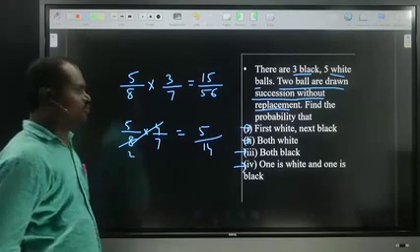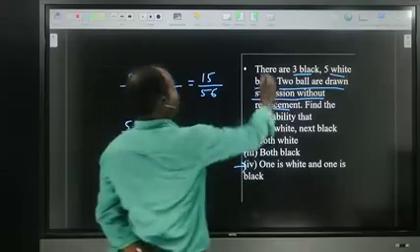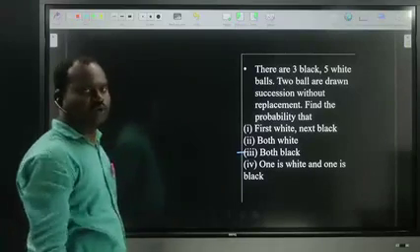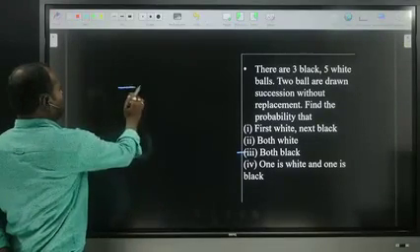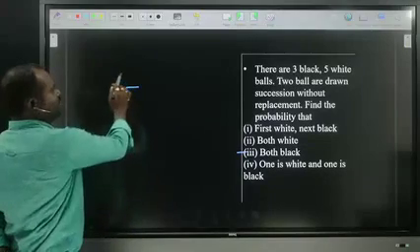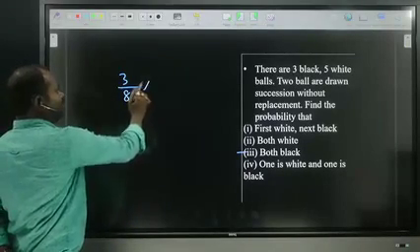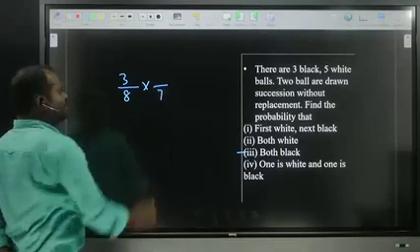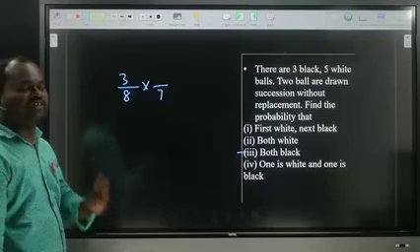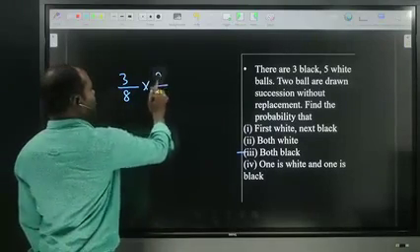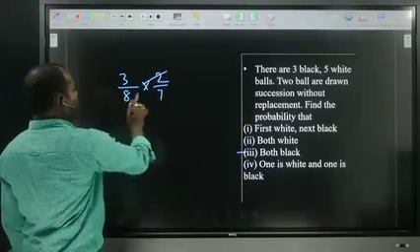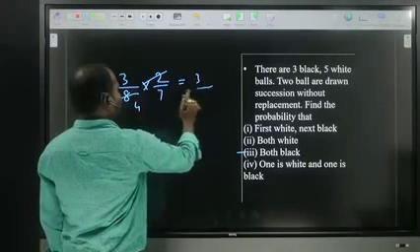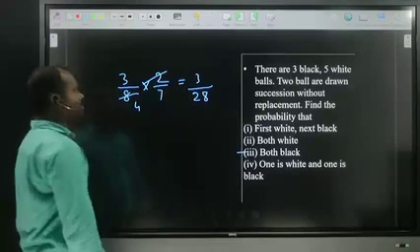Shall we see now? Next, the third one. What is the third one? Both black. From 8, taking first one black, that means 3 by 8. Second also black. One is taken out, so how many balls? 7. One black already we took, so still how many blacks are there? 2. So 2 by 7. Any cancellation? 2 fours. So what is the answer? 3 by 28. Right?